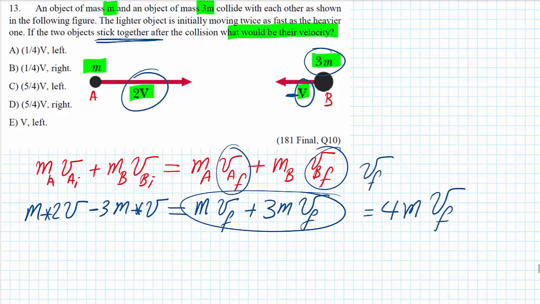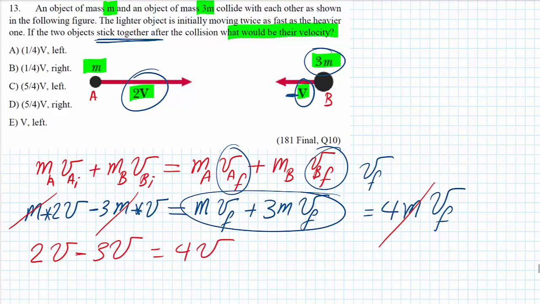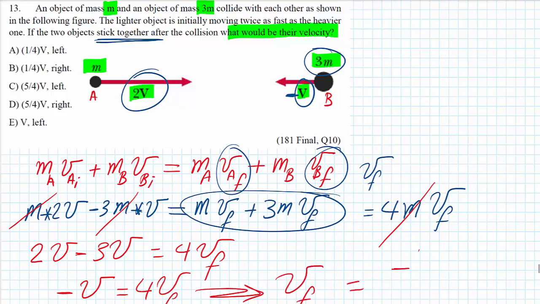So if you look to both sides, you can remove the mass from all the sides. That means 2v minus 3v is 4 times v final. Of course, v is the initial speed, so 2v minus 3v, that's negative v, equals 4 times v final. So the v final is negative 1 over 4 times v initial. So this is the relation between the v initial and v final.